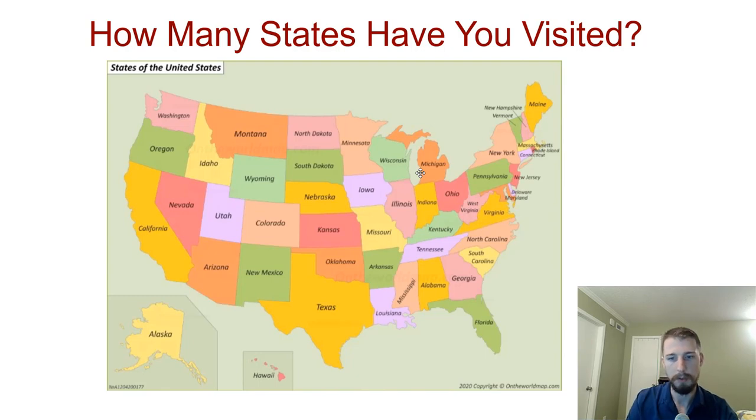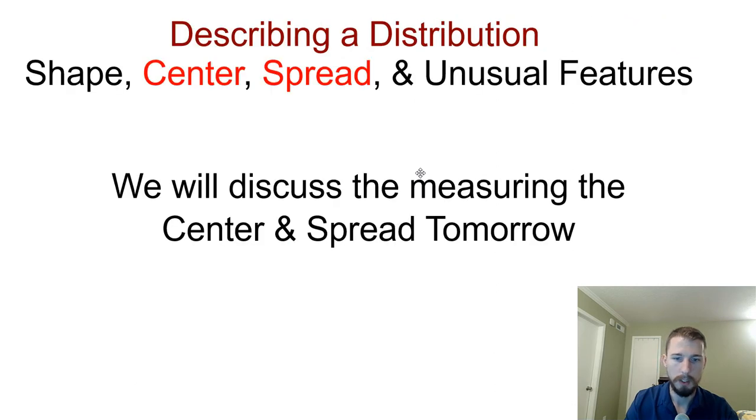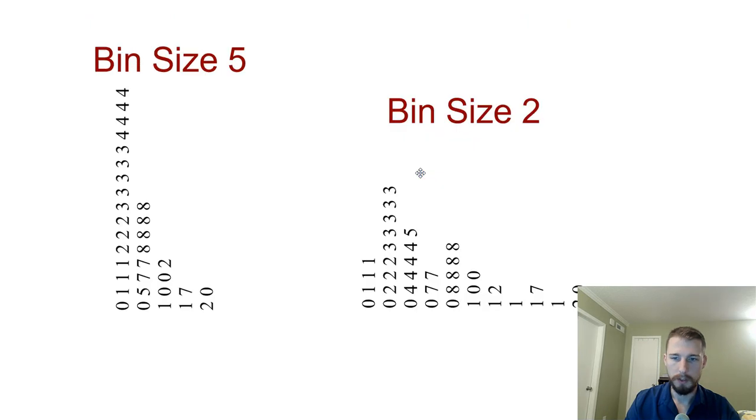It's kind of the same thing we could talk about with the number of siblings. Are you counting yourself as a sibling? Well, we said that 0 would be an only child, and so I'm guessing that 1 would mean that you haven't visited any states except for, of course, Oklahoma, where we currently are. Okay, so how many states did you visit? Let's look at that data.